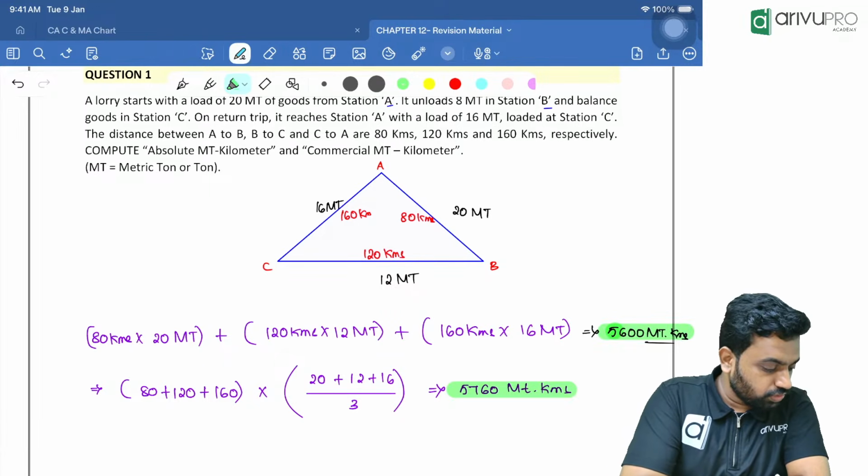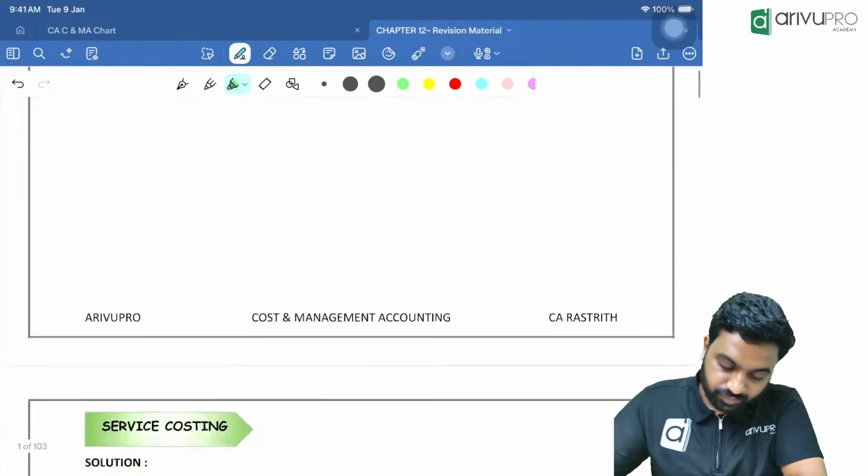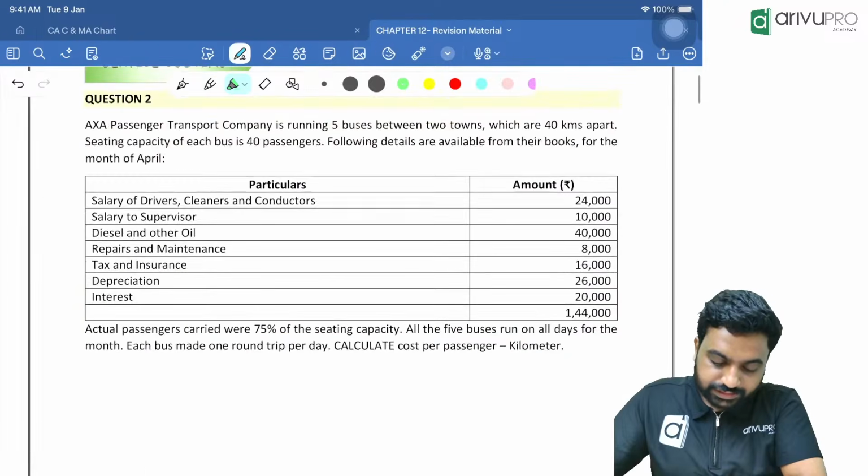Anyone, any doubt in this, let me know. If there is no doubt, we can proceed further. Can proceed? Look at the second question.